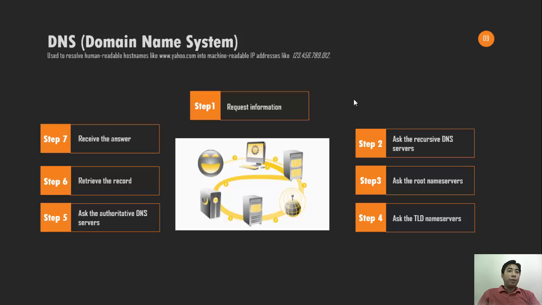Then for step 3, if the recursive servers don't have the answer, they query the root name servers. A name server is a computer that answers questions about domain names, such as IP addresses. Then ask the TLD name servers. The root name servers will look at the first part of your request, looking from right to left, and direct your query to the top level domain name servers for .com.